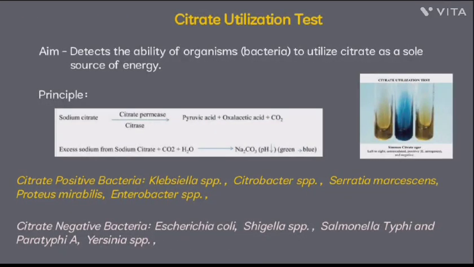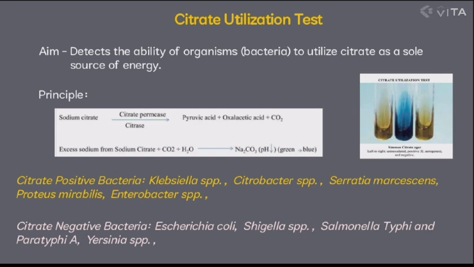Citrate utilization test. Aim: detects the ability of bacteria to utilize citrate as a sole source of energy. Principle: when bacteria metabolize citrate, they produce alkaline byproducts, which increase the pH of the medium. The medium's color changes from green to blue to indicate this increase in pH, proving the bacteria are citrate positive.